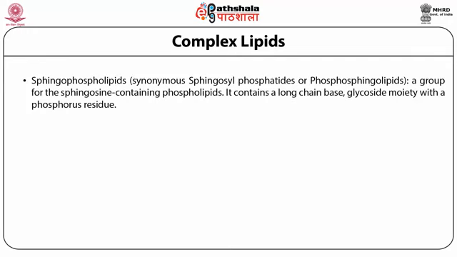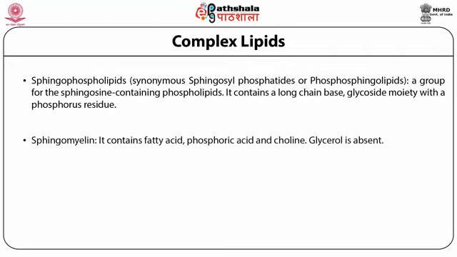sphingophospholipid is the second category, which is synonymously known as sphingosylphosphatides or phosphosphingolipids. These are the group of sphingosine-containing phospholipids. It contains a long chain base, a glycoside moiety, with a phosphorus residue. It contains sphingomyelin. The sphingomyelin has a fatty acid, a phosphoric acid, and a choline moiety. The peculiarity of sphingomyelin is that it lacks glycerol.